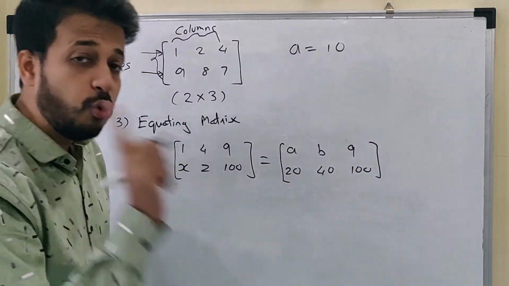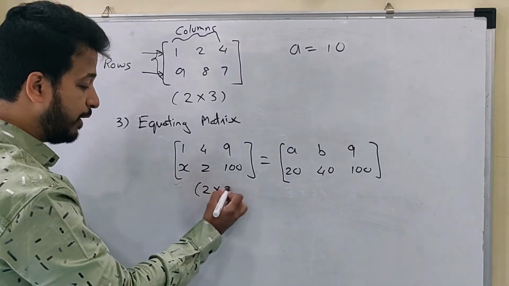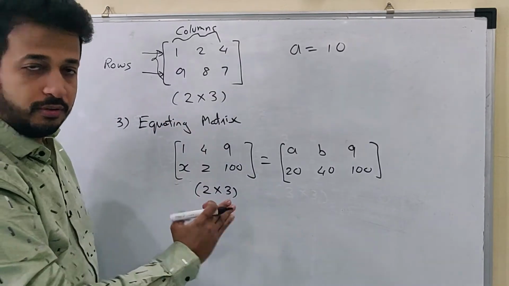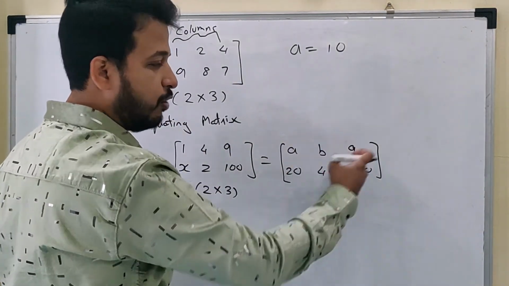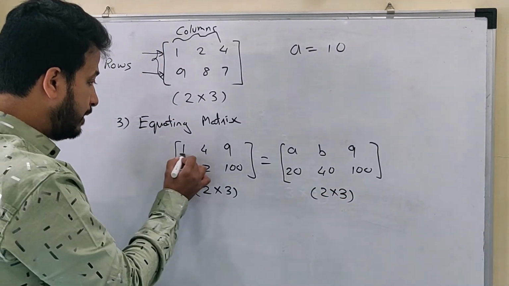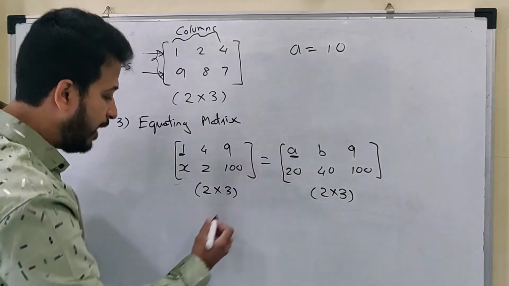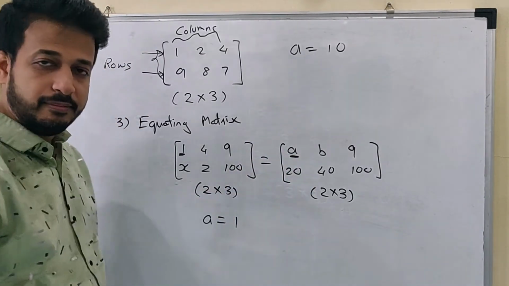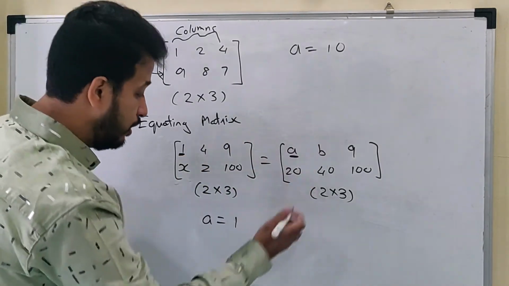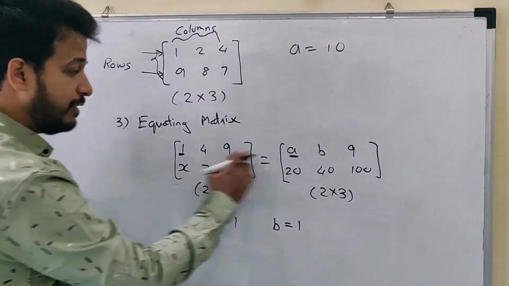I can compare the two matrices when they are of the same order. The order of this matrix is 2 by 3, as there are 2 rows and 3 columns. So here also the order is 2 by 3. This position is equal to this, so my value of A will be 1. This position is equal to this position, so my value of B is 1. This is 9 and this is 9.